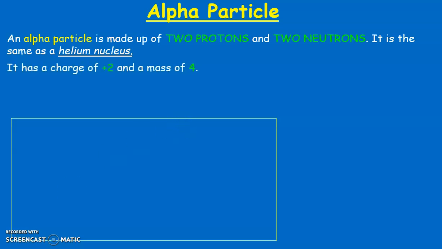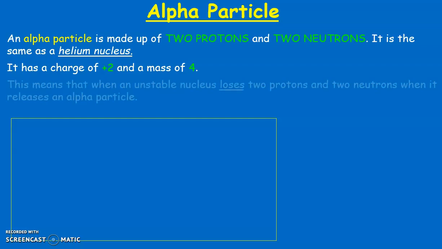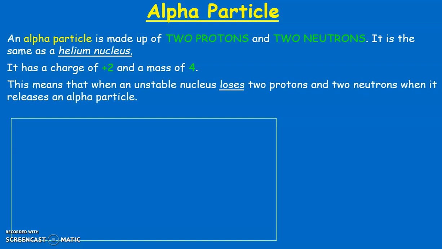It has a charge of +2 simply because it's got 2 protons in it. The 2 neutrons have no charge, but the 2 protons together give the alpha particle a charge of +2. And it has a mass of 4. Remember, each proton and each neutron has a mass of 1. There are 2 protons and 2 neutrons, so together, the particle has a mass of 4. This means that when an unstable nucleus loses those 2 protons and 2 neutrons, it releases an alpha particle.